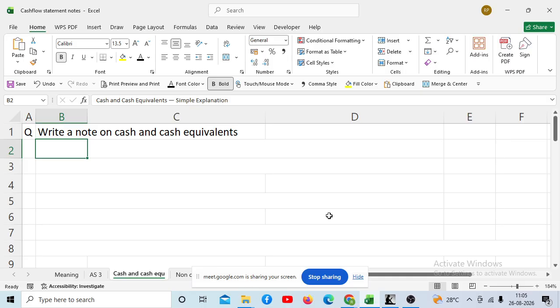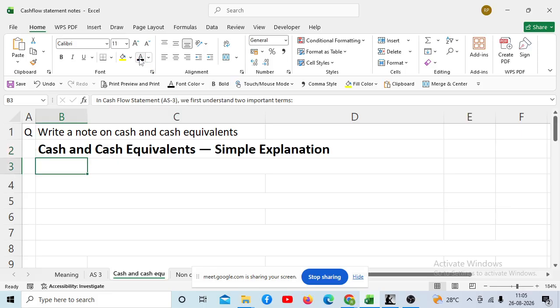Done. Okay, Fiza, please read the question. Write a note on cash and cash equivalents. Okay, so in this concept, you should know what is the difference between cash and cash equivalent. So that's the reason I am taking this. So cash and cash equivalent.